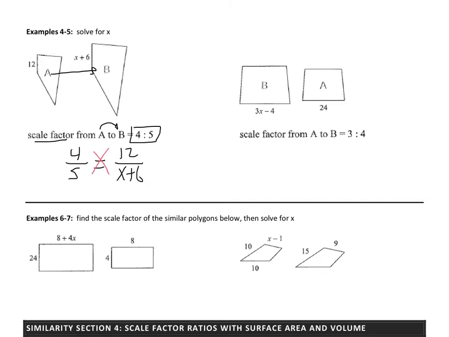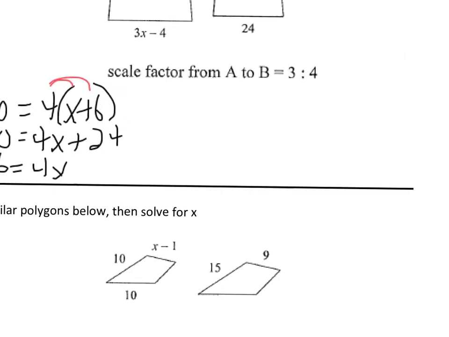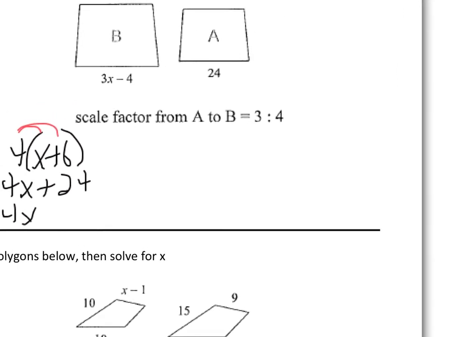Now I can do my cross product and I get 60 equals 4 times x plus 6. Remember that you have to distribute properly, and we get 4x plus 24. If I subtract 24 from both sides, we get 36. If I divide both sides by 4, my final answer for x is 9. So again, setting up our proportion properly is the key to these questions. If you do not do so, you'll cause yourself a whole ton of problems.